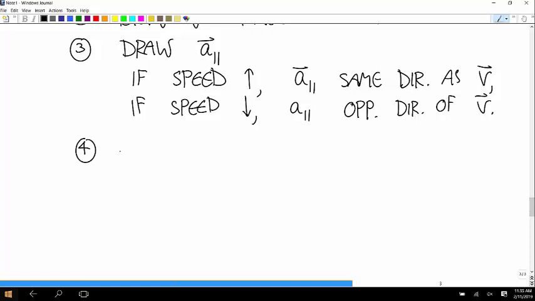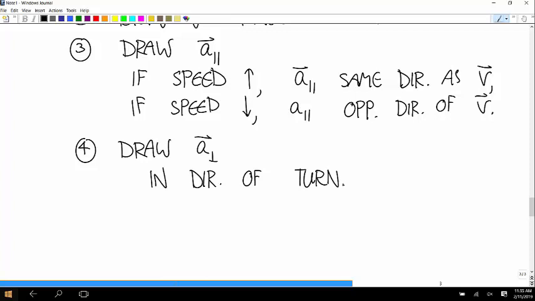And then fourth, if you've already drawn all the acceleration that's parallel to something, in this case v, then the only other part of the vector has to be perpendicular to it. And so now we're going to draw a perpendicular. And that's going to be in the direction of the turn. So which way is the object turning? And then the last step, the total acceleration is just the sum of these two.